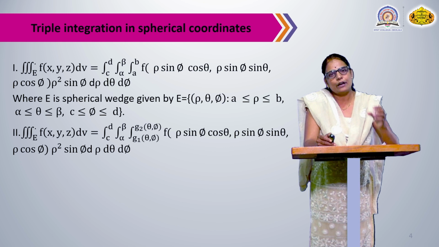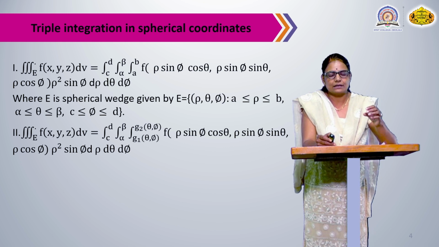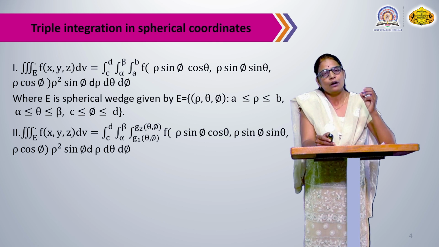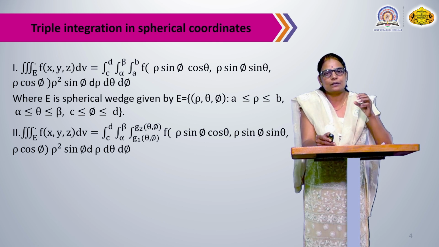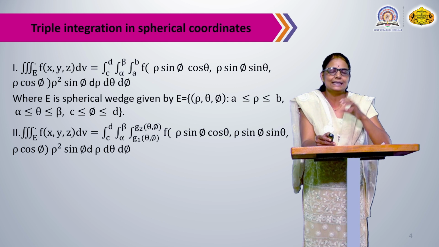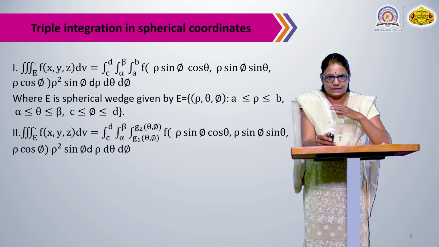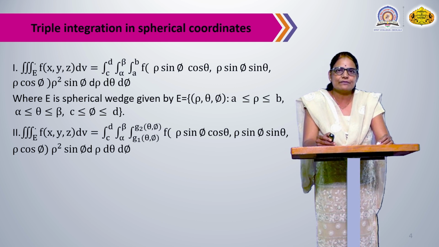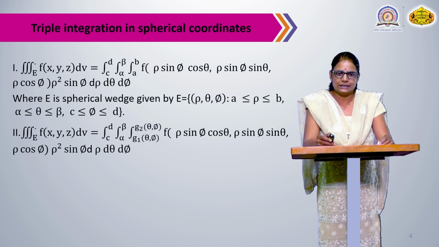That is, when we have to calculate the triple integral using spherical coordinates, first we have to calculate the functional value in terms of rho, theta, phi, that is, in terms of spherical coordinates. And then dV is replaced by rho square sin phi d rho d theta d phi.